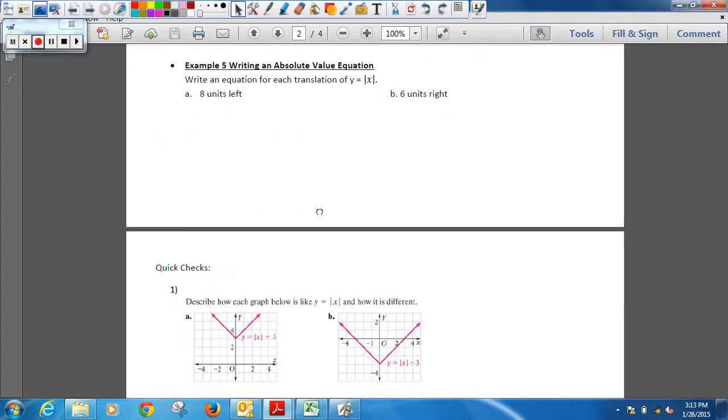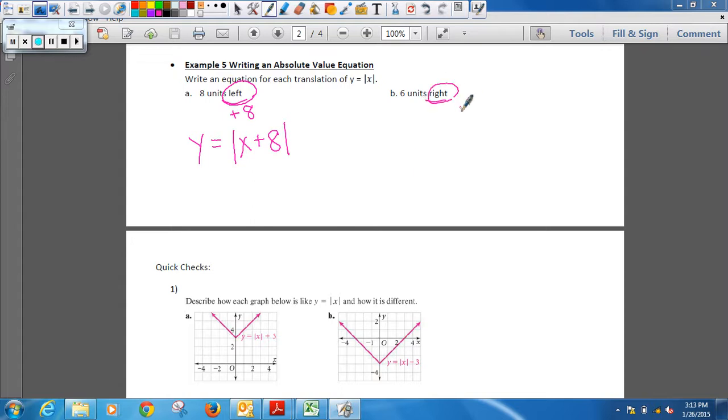Example number 5 is writing an absolute value equation. So if I look here, if I'm moving to the left, I know I'm going to be on the inside, and it's going to be a +8, which is kind of backwards thinking, so you got to be careful there. X plus 8. Make sure it's inside the absolute value symbols, otherwise you are incorrect. 6 units to the right inside the absolute value, minus 6. So I get y equals absolute value of x minus 6. And there's your two equations.